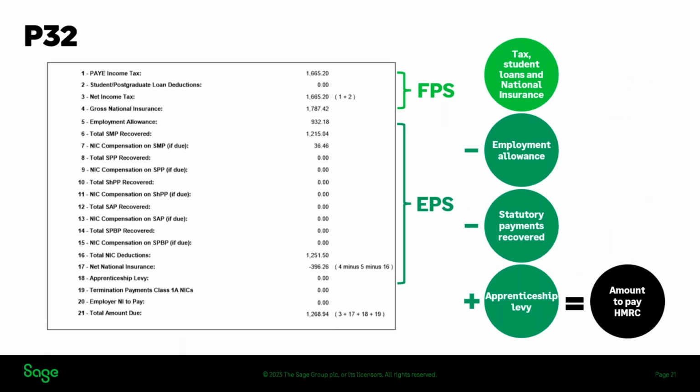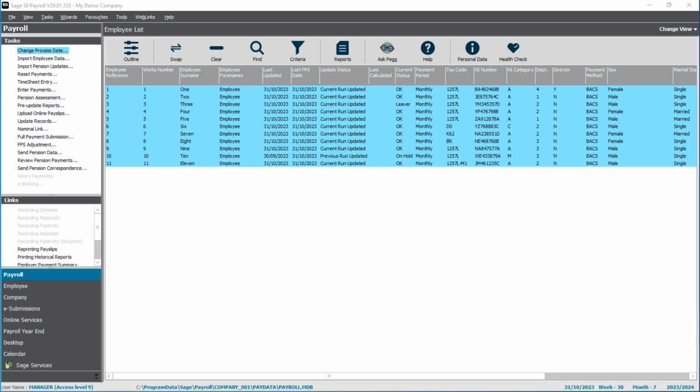So this is your P32 report. It itemises the figures that make up your liability. So at the top of the report there, you've got tax, student loans, and National Insurance contributions, all reported in the FPS. It also shows adjustments to your payment, so reductions for Employment Allowance that you might be claiming, statutory payments you've recovered, and if applicable, apprenticeship levy payments that are due. They need to be reported in an EPS, and then the end result is you get the amount payable to HMRC. So let's take a quick look at the P32 report.